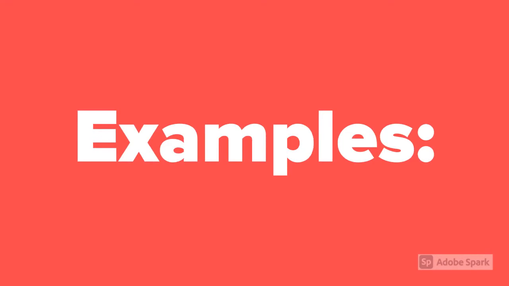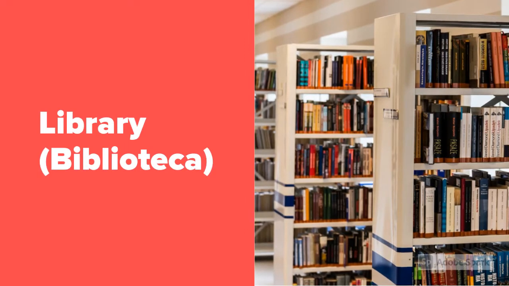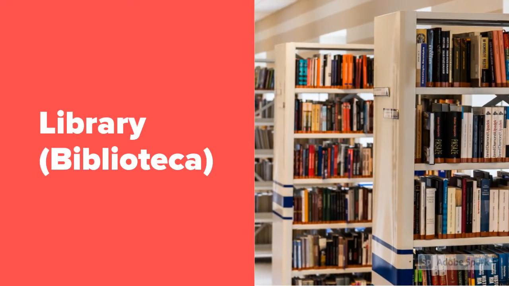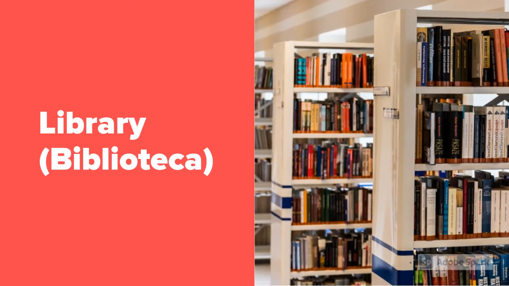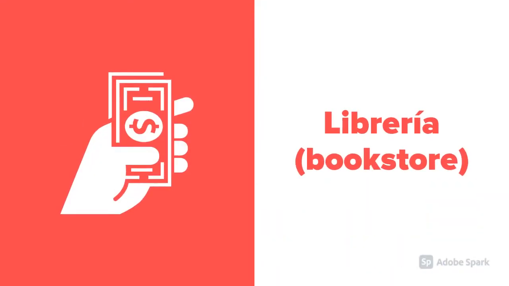Now, I will show you some examples of false cognates that are frequently used when speaking from English to Spanish. Our first example is library, which is translated into Spanish as biblioteca. It is often confused with the word librería, which is translated into English as bookstore.